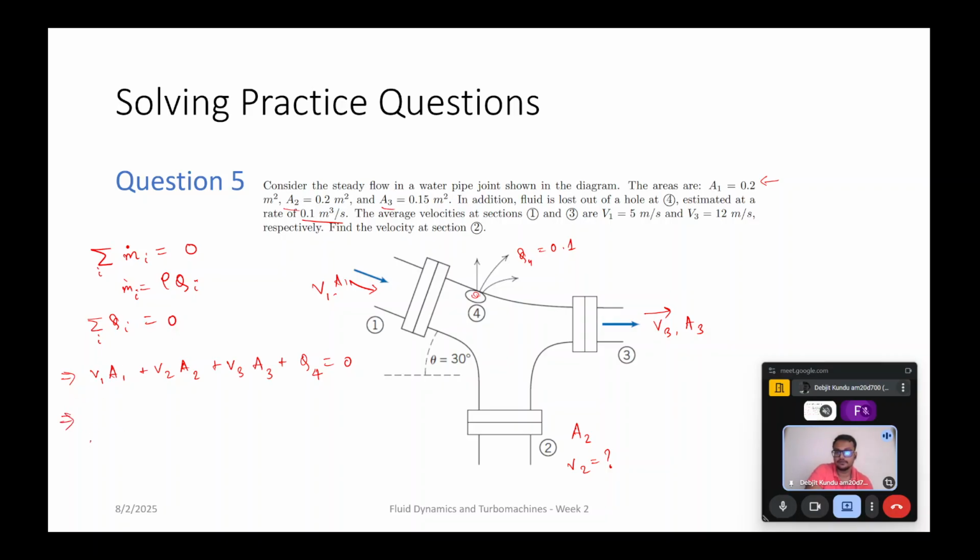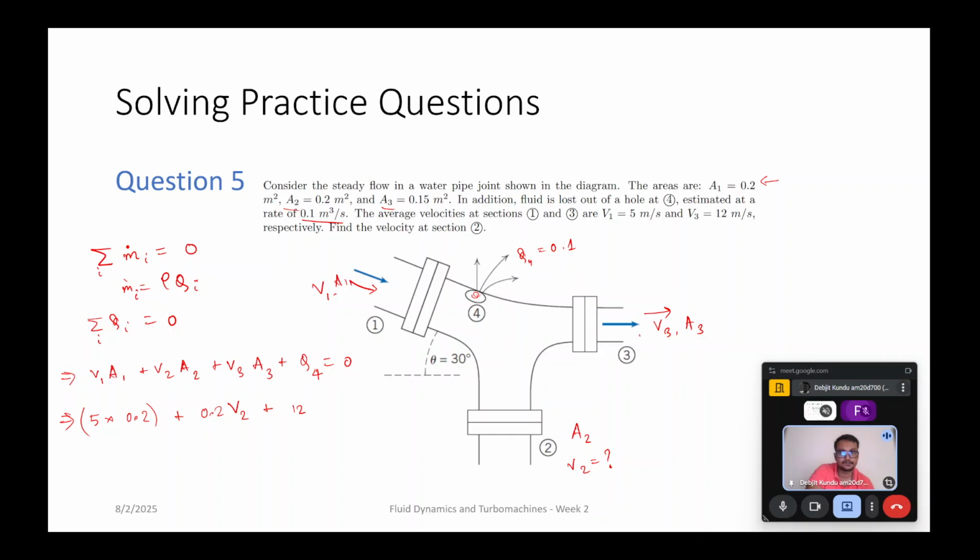And we know all these values, so we just have to do a simple sum. So V1 is 5 meters per second, A1 is 0.2. V2 is something that we have to find out, A2 is something that we know, so I'll just call that 0.2 into V2, then V3, A3, V3 is 12.